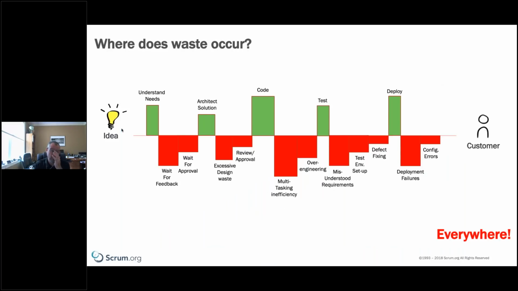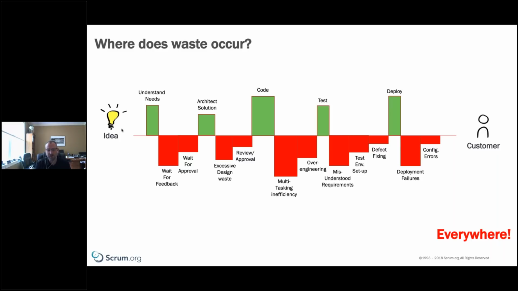So often, where does waste occur? And this is based on a study that was done with a client. They're very productive in understanding needs, and all of a sudden they're waiting for feedback and sitting around and waiting for approvals. Right? Then all of a sudden they start to architect a solution. They're building something again, very excited, getting stuff done. Then there's too much design and there's review and approval processes. Then we start coding, we get all excited again and start working. Then all of a sudden we're dealing with engineering and multitasking and efficiencies, right? All the problems we have.